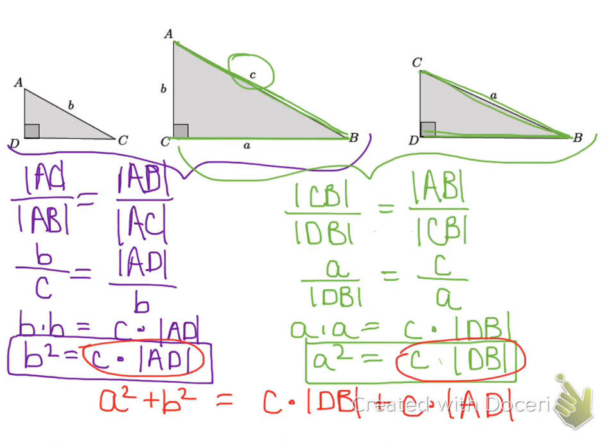Okay, so now I have this new relationship. I've got A squared plus B squared on the left, and I've got some C's going on the right, but it doesn't quite look like C squared yet. So we need to straighten it out. We're going to go back to our original triangle and rewrite this relationship and see what we can do with it.